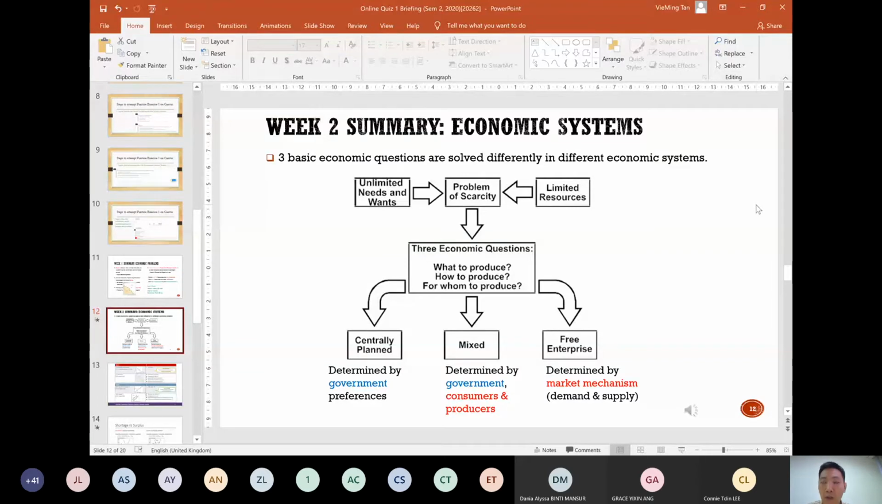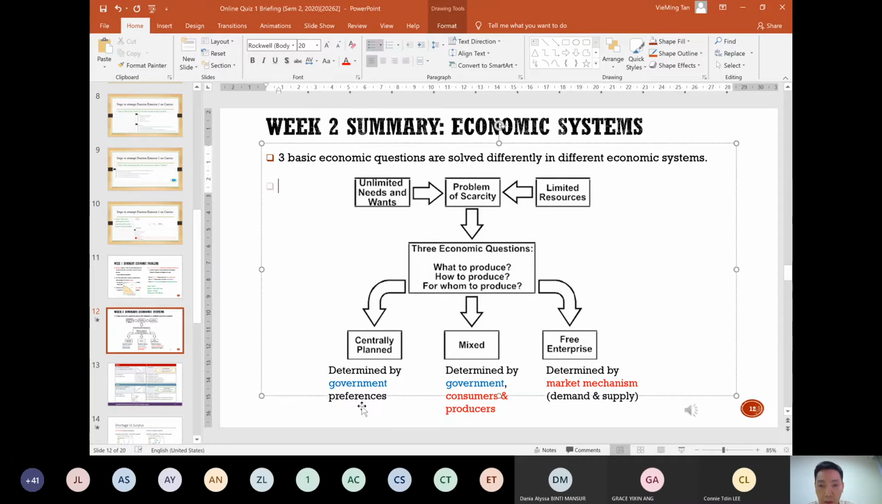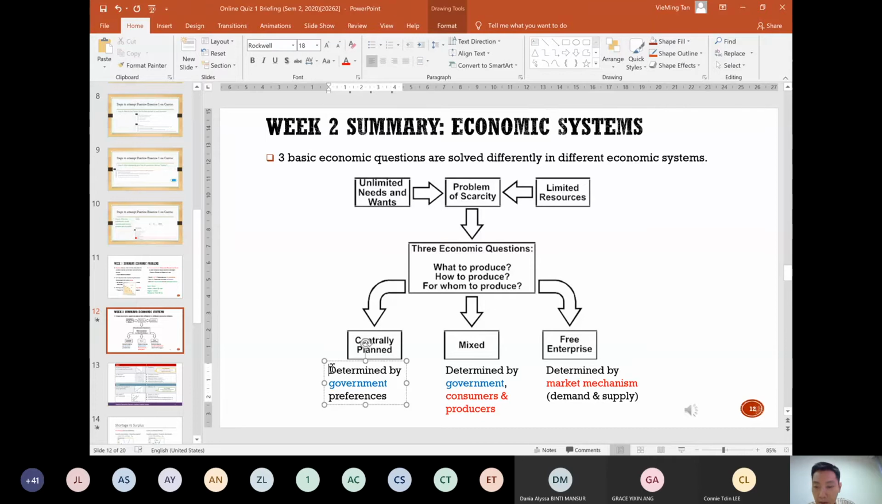So what is another name for command economy? Command economy is also called as? Socialism. Correct, socialism. You better take a note, because sometimes the quiz may use different terms. All right, so you better jot it down. I just put it here now. So just now we already studied the command economy.